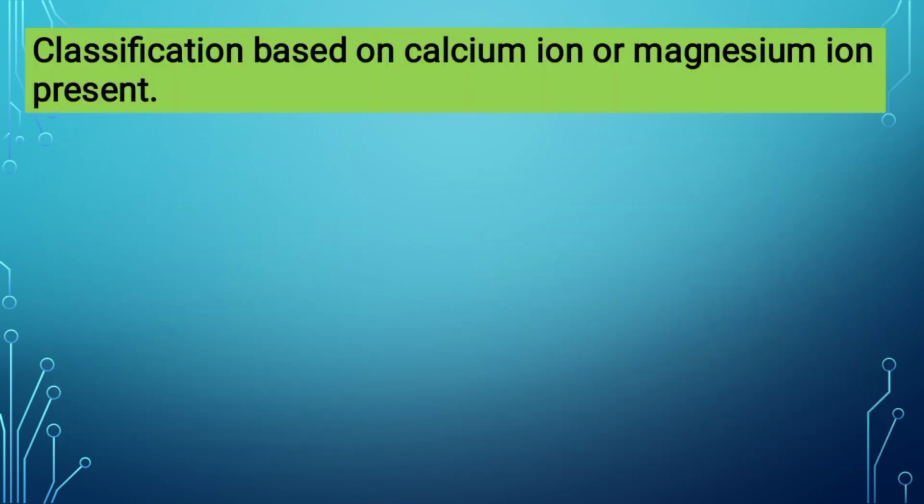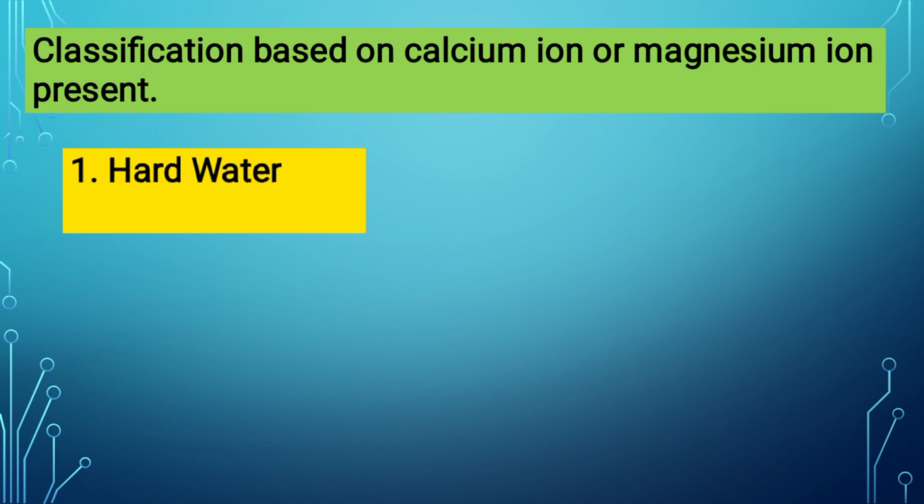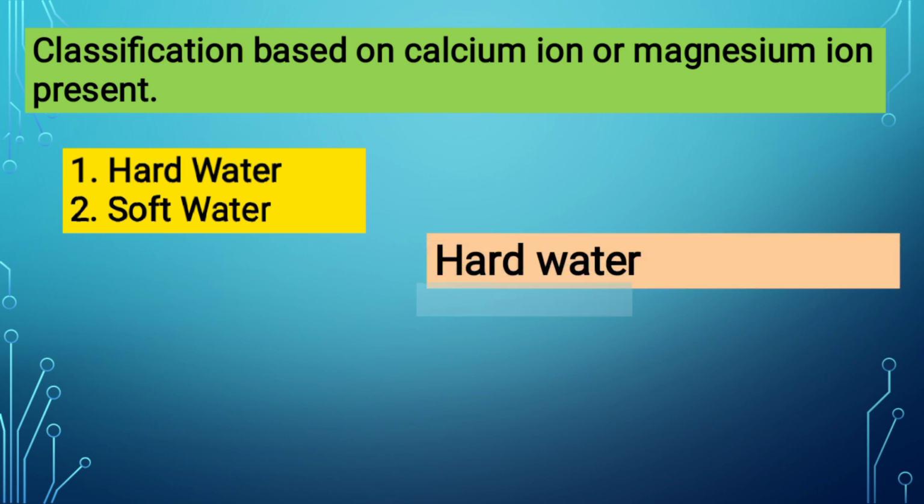Okay, so let's look at classification of water based on the calcium ion or magnesium ion that is present. Here we have either hard water or soft water. Then what do we mean by hard water?